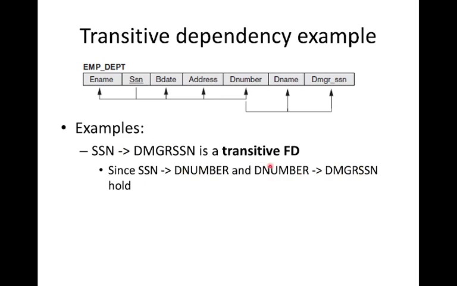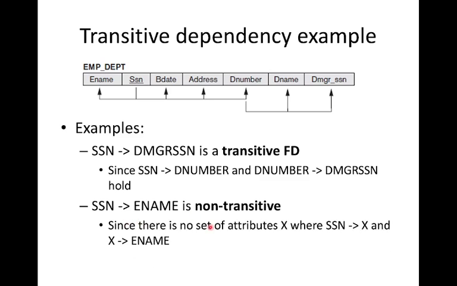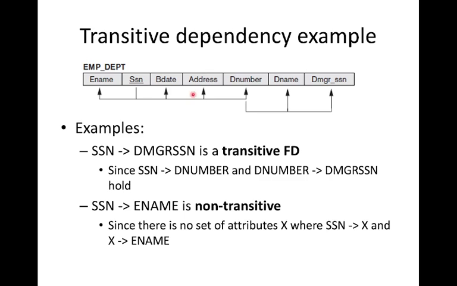Here D number is the Y attribute. So SSN to D manager SSN holds. This is transitive dependency. SSN to E name is not a transitive dependency. There is no set of attributes X where SSN to X and X to E name hold. So SSN to X and X to E name is not there. So there is no transitive dependency between SSN and E name. You should understand what this transitive dependency is.